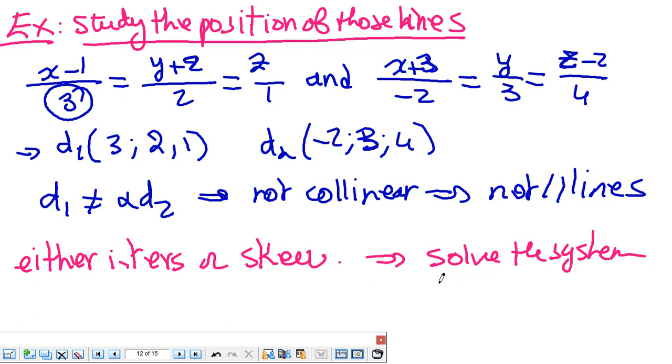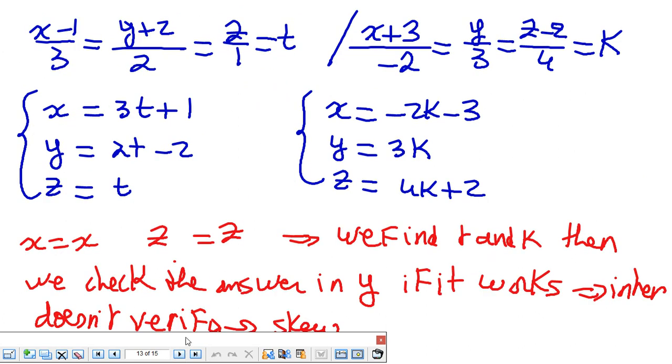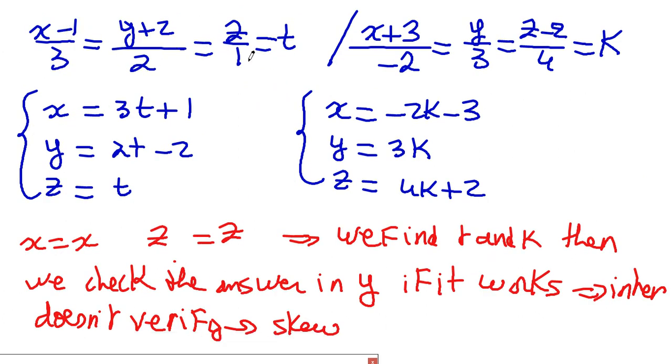So what I need to do is solve the system. But in this case, I need a system of three equations, x, y, and z, with two variables. Let's see how we're going to solve. So this is the first equation, and those three are equal to a constant t. And this is the other equation, equal to k. And I need to find x, y, and z in terms of t.